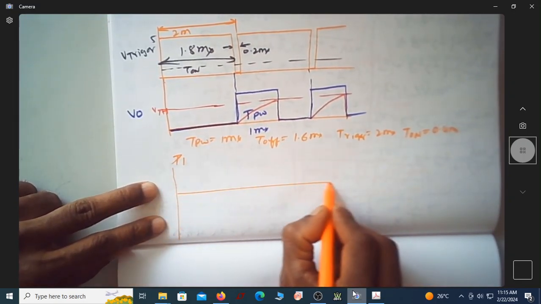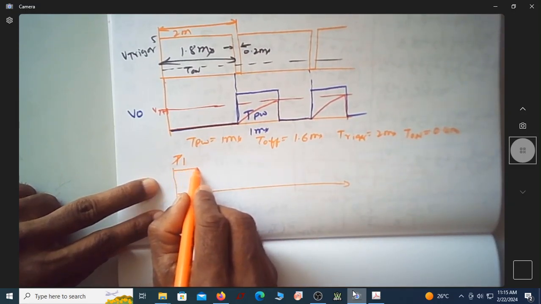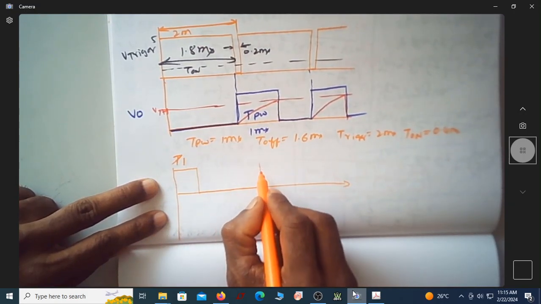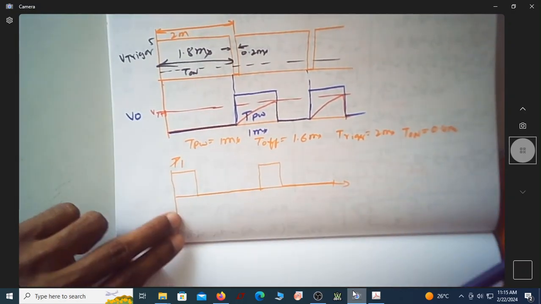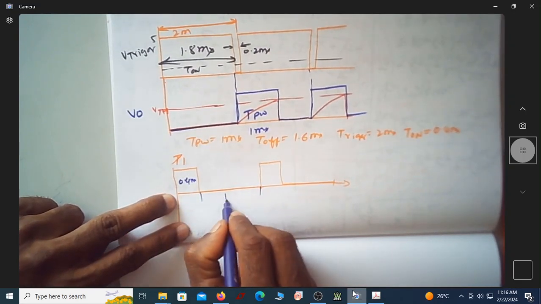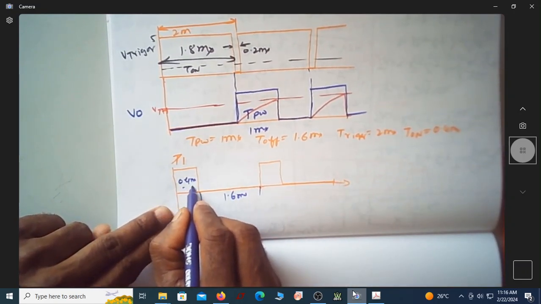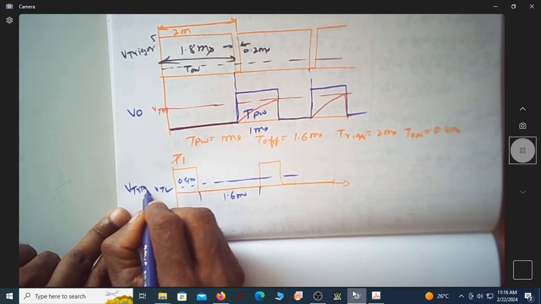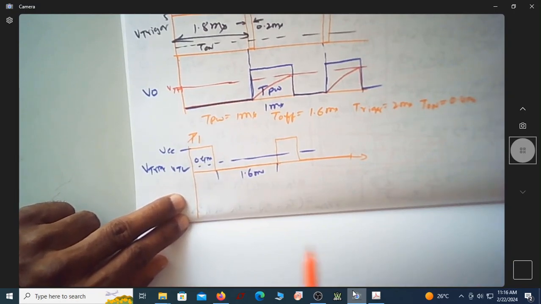So what's your trigger? Trigger is actually 0.4 is your on time, 1.6 is your off time. This is again 0.4, 1.6. So this is 0.4 millisecond, this is 1.6 millisecond. This is your VTL. This is V trigger. This is VCC. So let us see how the output looks.